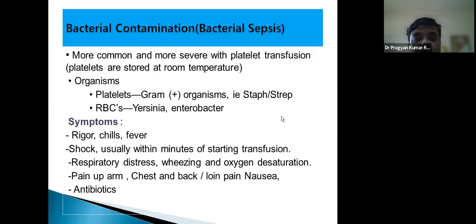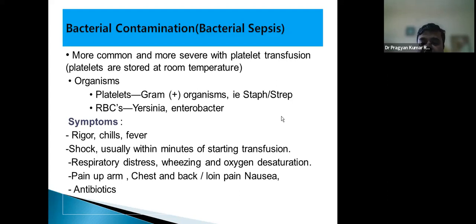Coming to the non-immunogenic reactions: bacterial contamination or bacterial sepsis. They are more common and more severe with platelets. Even if you have understood that packed RBCs are less notorious, more notorious are platelets and plasma, which cause allergic reactions as well as more bacterial sepsis. Organisms with platelets are mostly gram-positive, like Staphylococcus and Streptococcus, and in packed cells mostly Yersinia and Enterobacter. Symptoms are rigor, chills and fever. If somebody develops severe rigor, chills and fever following a blood transfusion, there could be some sort of storage defect, as blood is an important medium for growth of bacteria.